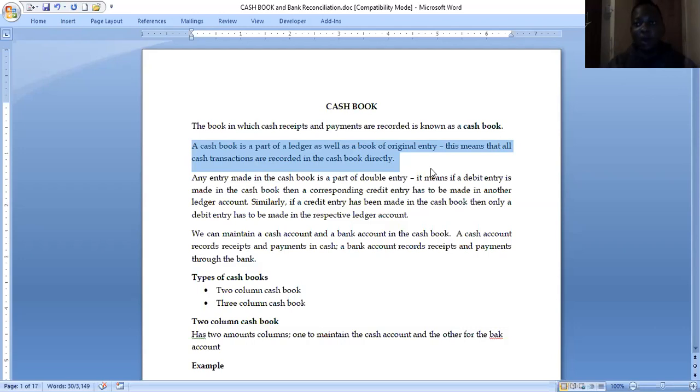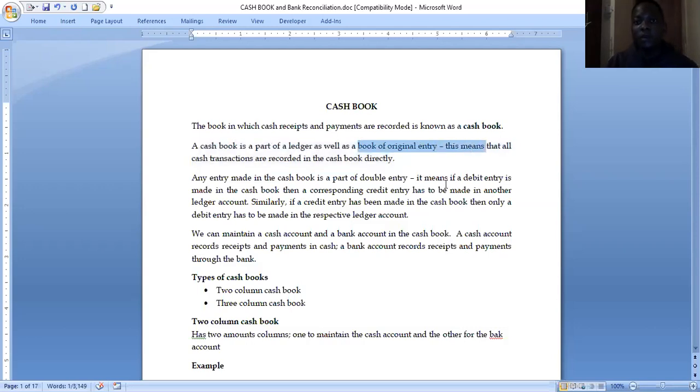So whenever cash or bank is decreasing, we're supposed to credit in the cash book. And whenever cash or bank is increasing, we're supposed to debit the cash book. So this topic is the same as reverting to our second topic. It's an application of our second topic. Again, we say that a cash book is a book of original entry.